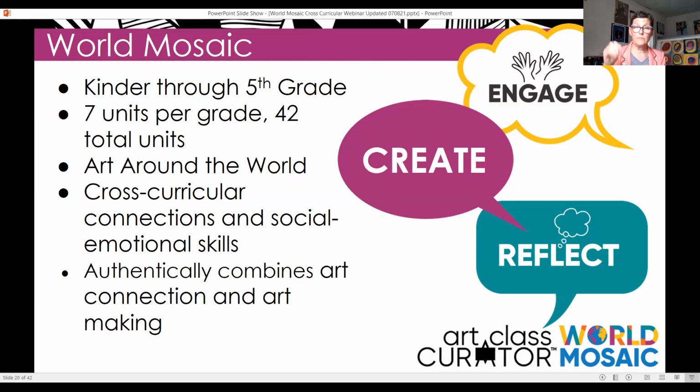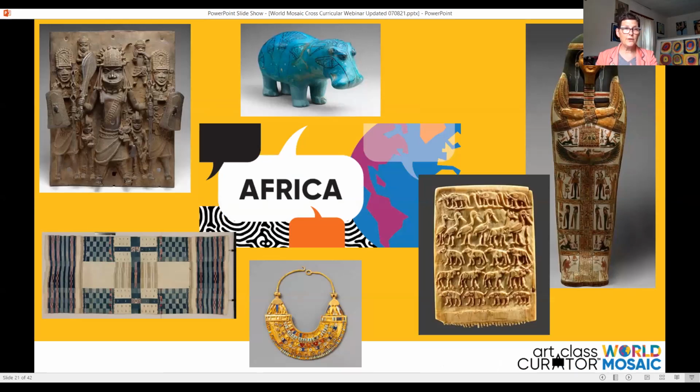So now I'm going to go a little deeper dive into what World Mosaic includes. It is based off of kindergarten through 5th grade. Honestly, you can take a kindergarten lesson plan and move it up all the way to adults. There are 7 units based on the continents per grade, so a grand total of 42 units. I say that because it really can be a mix and match situation. They have the cross-curricular connections, social emotional connections, and then absolutely creating art as well. So here are the regions, and you're going to see a little bit of the artwork associated with them. That was the piece that went with the self-portrait that you saw.